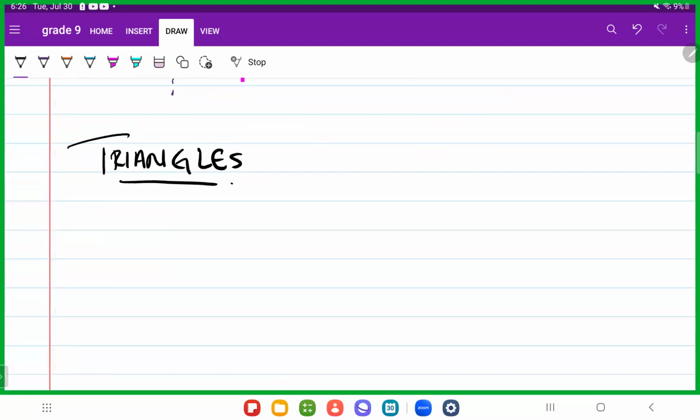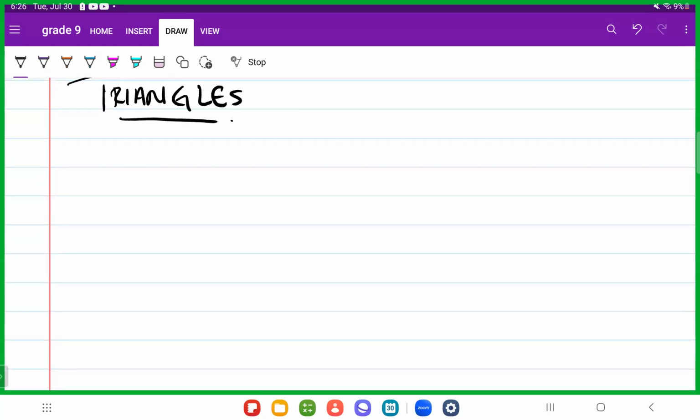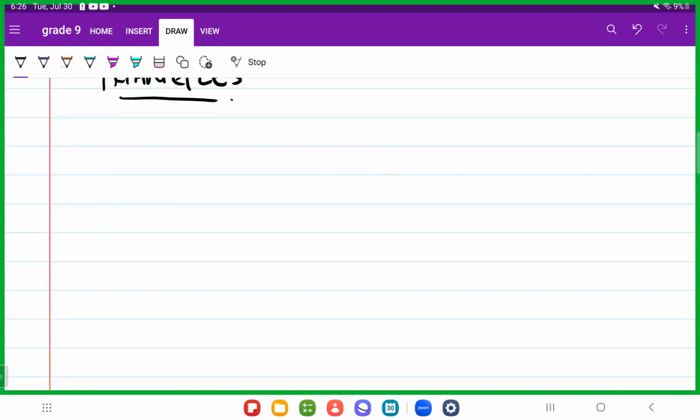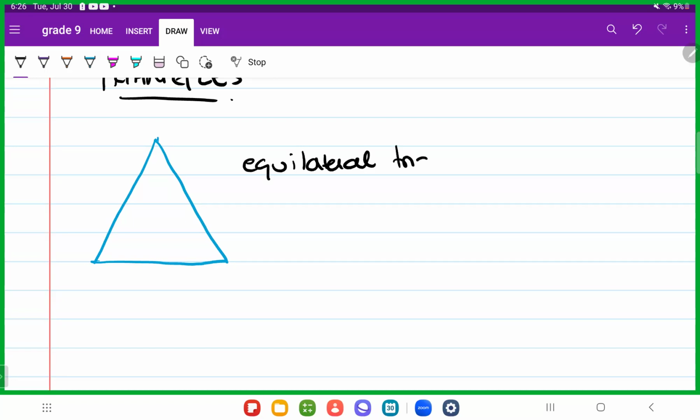So first of all, there are three types of triangles. I have equilateral, isosceles. Let's talk about equilateral. What is an equilateral triangle? All sides and angles the same. Exactly. So equilateral triangles, that means all my sides are the same and all the angles are also the same. All the angles are basically 60, 60 and 60, as 180 divided by 3 is 60.